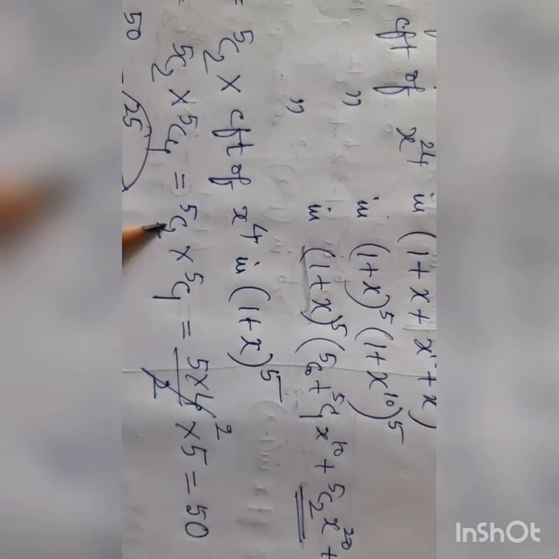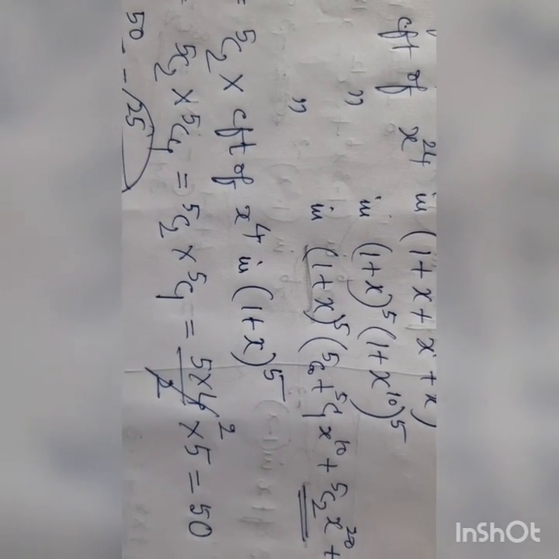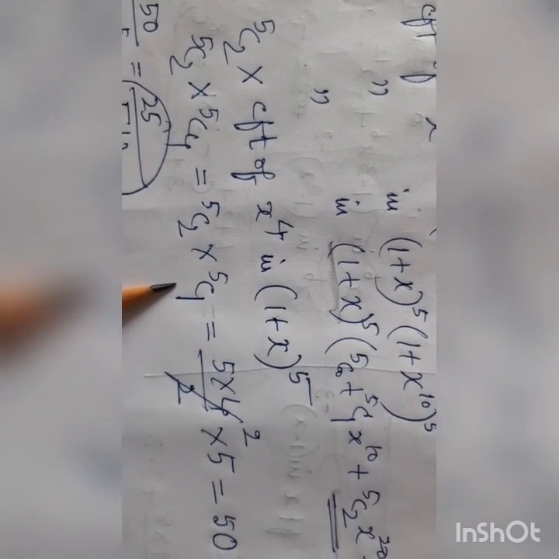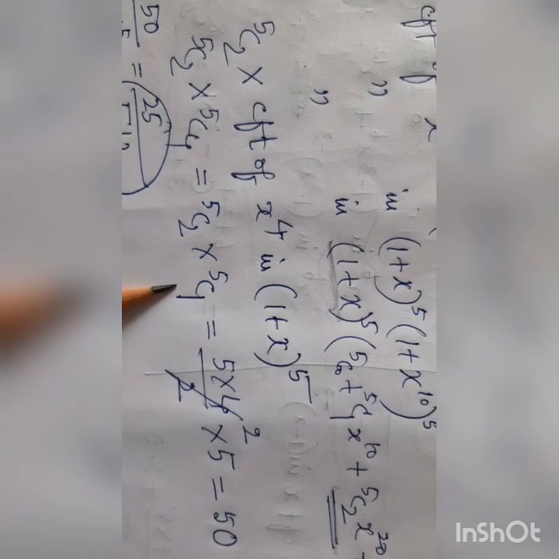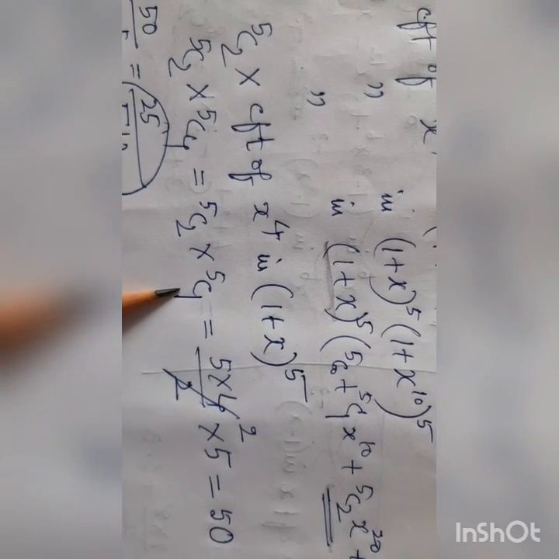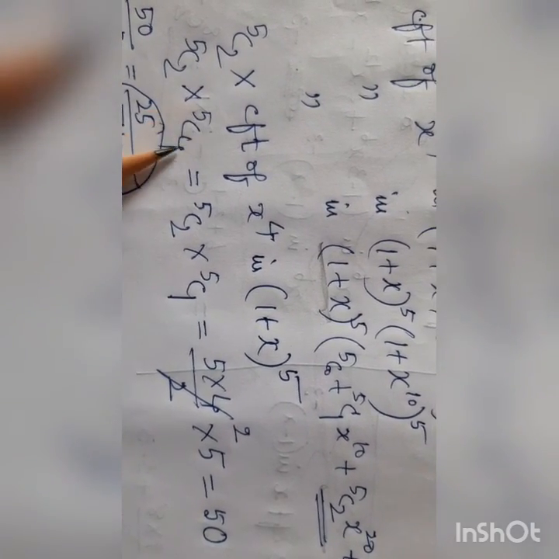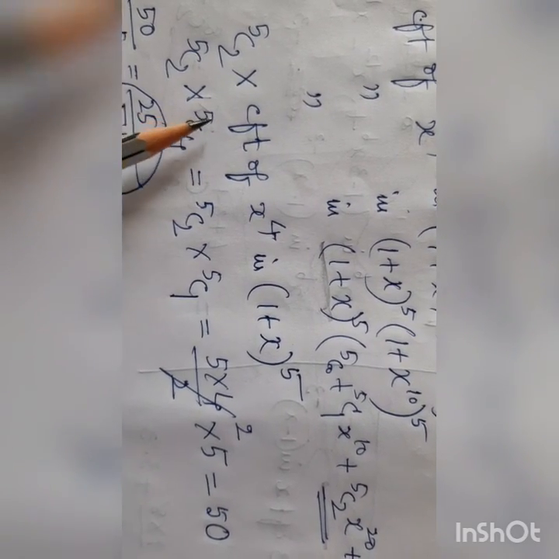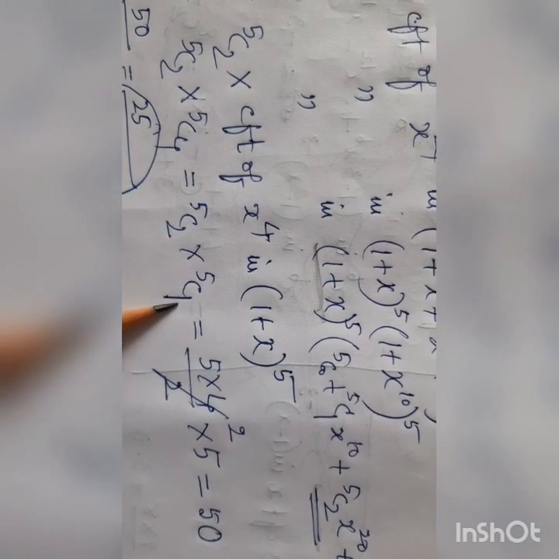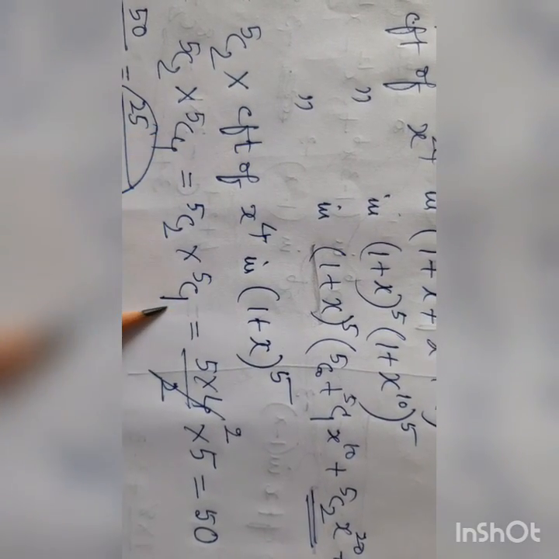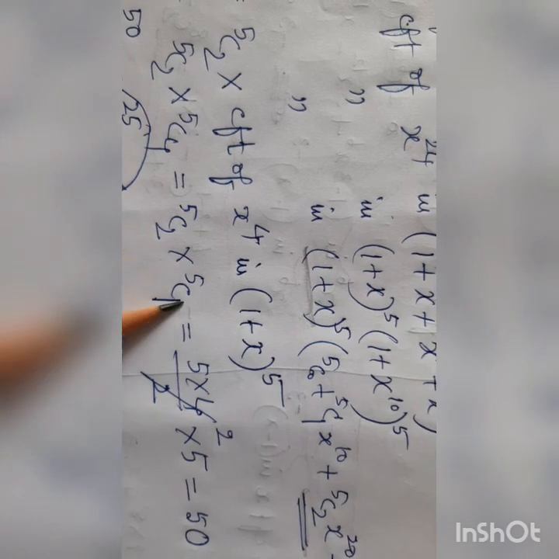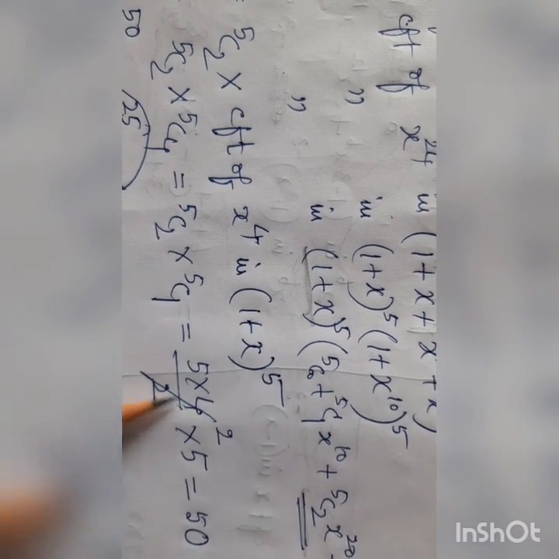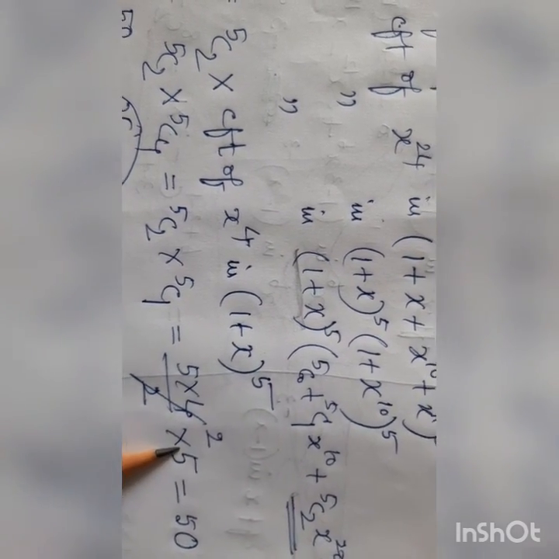5C4. 5C2 into 5C4. 5C4 can be written as 5C1, because I have given one formula first in today's video. I have told you nCr equals nC(n minus r): 5 minus 4, that is 1. 5C4 and 5C1 are both the same. So 5C2 into 5C1. 5C2 is 5 into 4 by 2, already I told, into 5, that is 50.